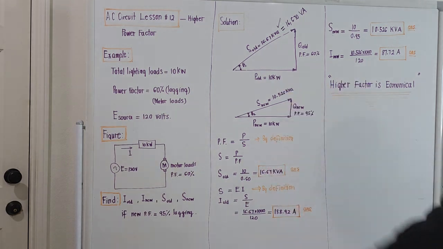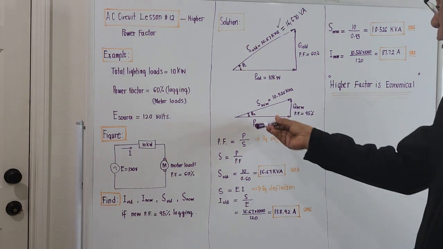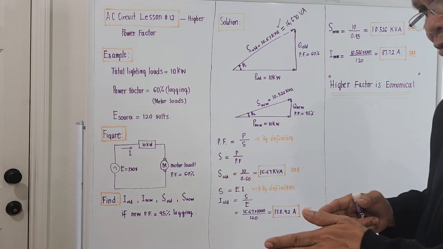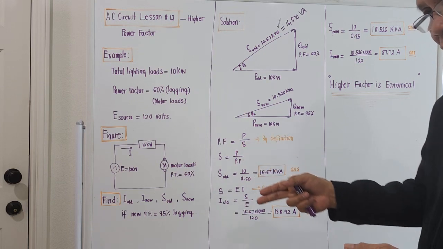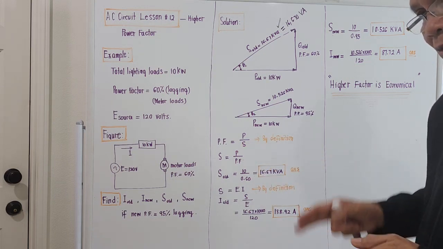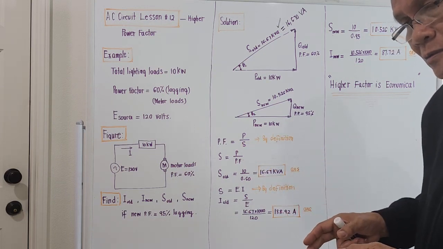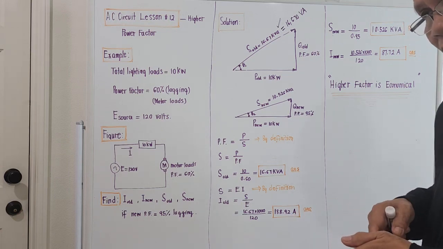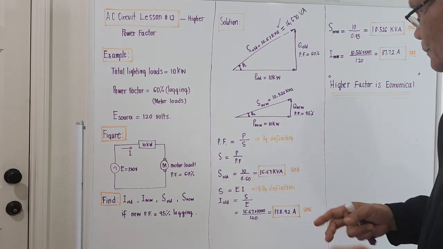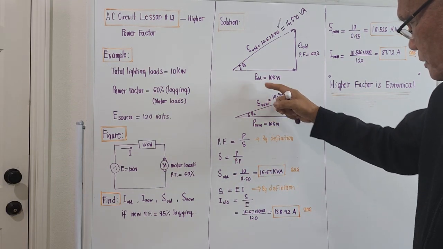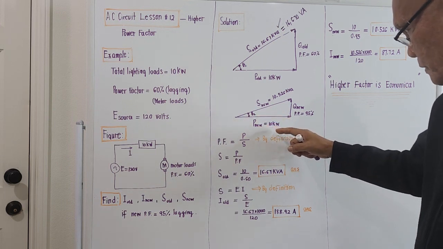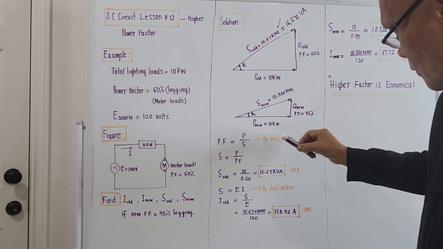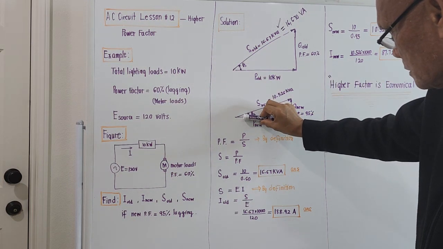For the next power triangle, the lighting load, we cannot do anything with the lighting load. So when the power factor changes, this kilowatt will remain at 10 kilowatts because lighting load is not controlled by the power factor, right? So this P old will still be equal to the old true power, which is 10 kilowatts. Originally this is 10 kilowatts, and for the new power triangle it's still 10 kilowatts.